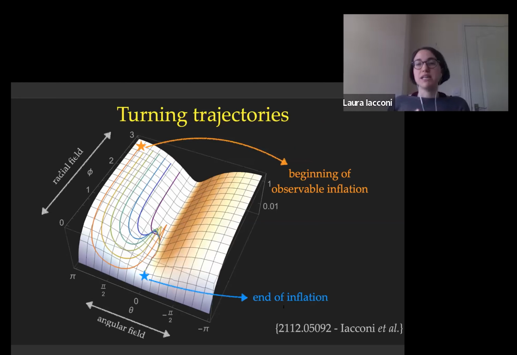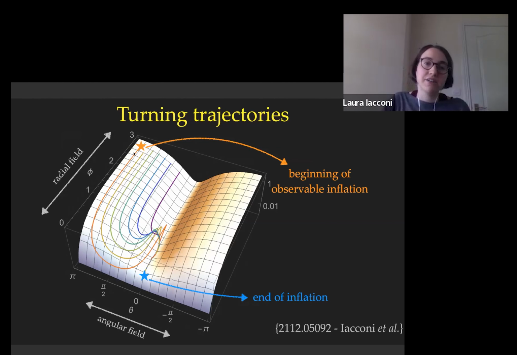So for the potential that we consider in our work, we looked at the background evolution. So you can see here the profile of the potential that we considered, plotted against the radial field and the angular field. And on top of it, we're representing different background trajectories corresponding to different initial conditions.